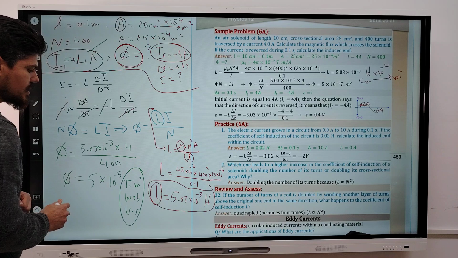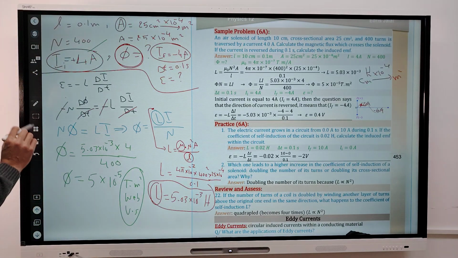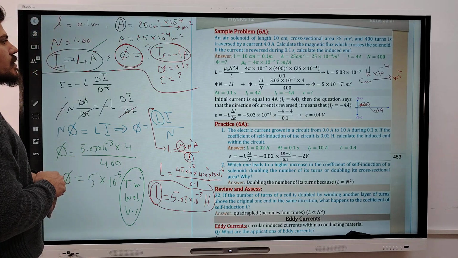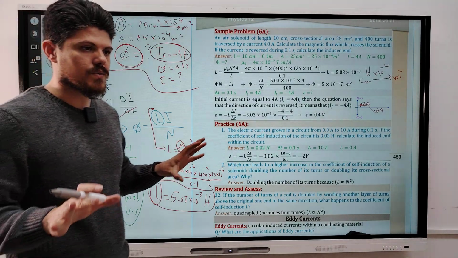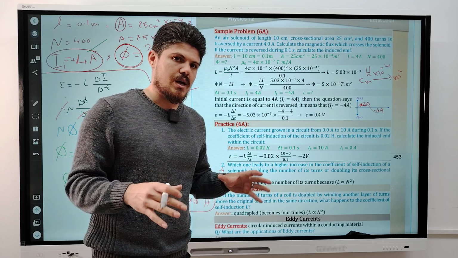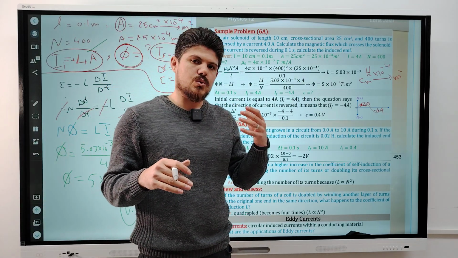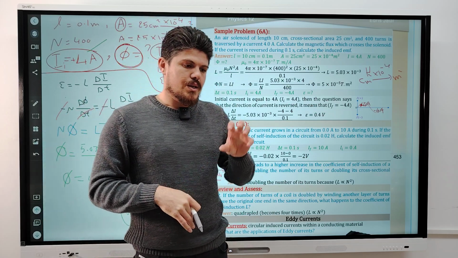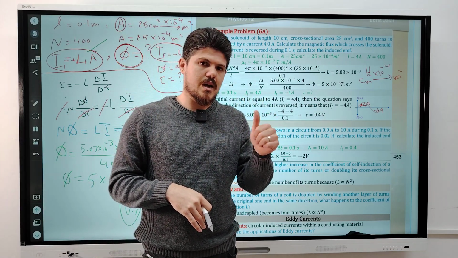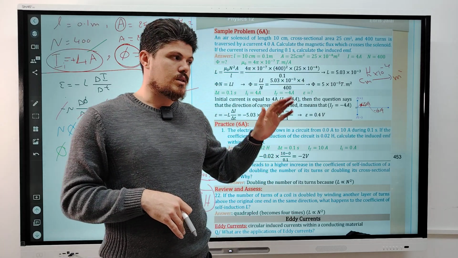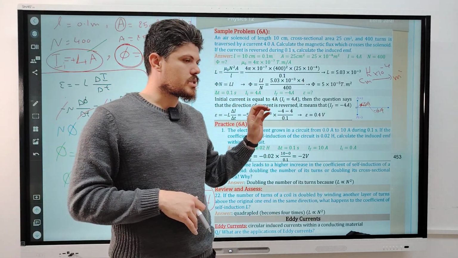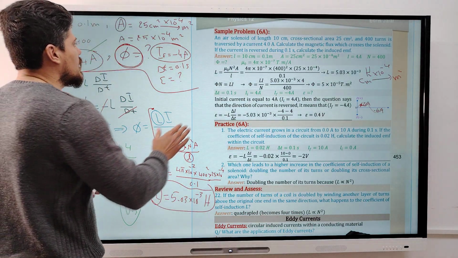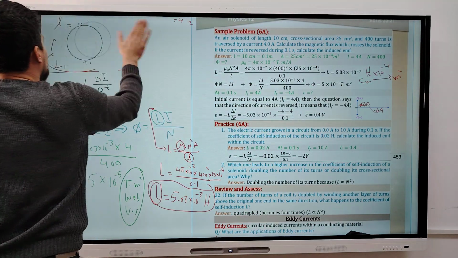So these are the equivalent units of flux. In this way we can find the magnitude of the flux. This is the first part of the question, finding flux. And flux is equal to Li according to the equation of self-induction. To find the flux, we need L, the coefficient of self-induction. The coefficient of self-induction in this question was not given, but we found it. After that we replace it and we found the flux.